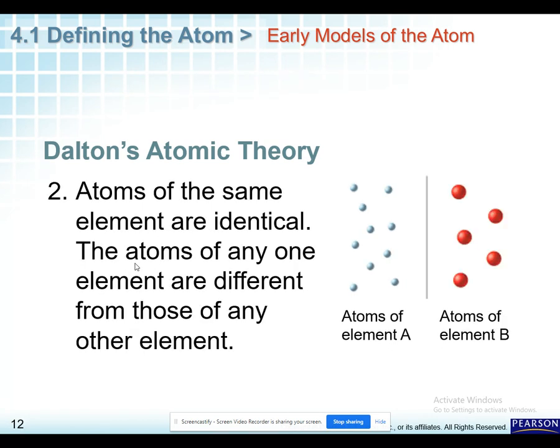The second part of his theory, he said atoms of the same element are identical, and the atoms of one element are different from those of another element. Here, his atomic theory, we're going to learn, was partially correct. Yes, atoms of one element are different from those. However, atoms of the same element are not always identical.